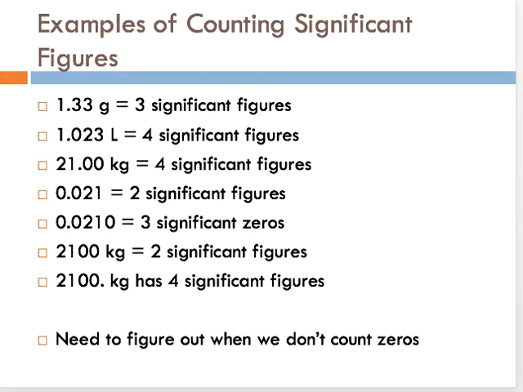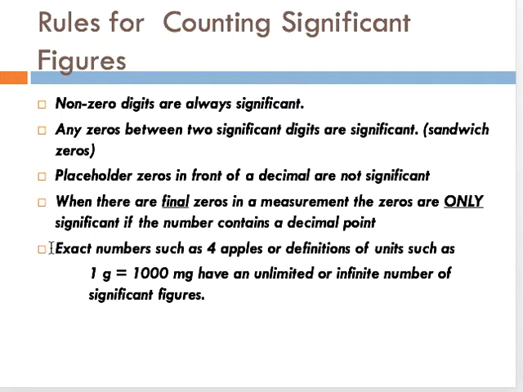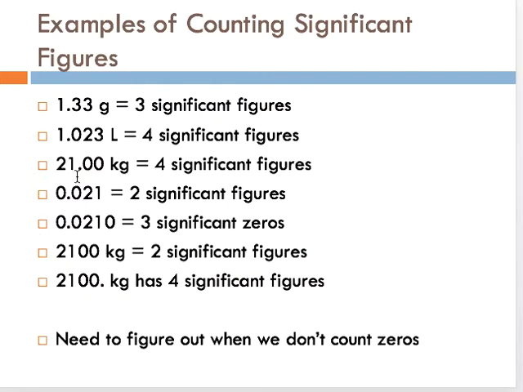So again, if you look at the rules, you can see when there are final zeros in a measurement, the zeros are only significant if the number contains a decimal point. So in this case, it does contain a decimal point, and it's a final 0, and therefore these are all significant. All right, now this is where it gets a little tricky.